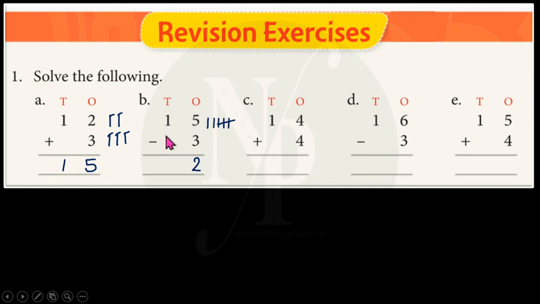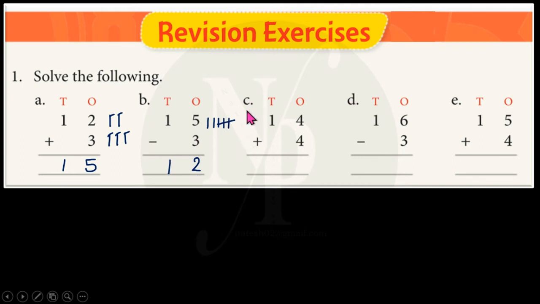Here we don't have any digit in the second number at tens place. So we treat this as 0. So subtracting 0 from 1, we get 1. So 1 in tens place and 2 in ones place makes the number 12. That is, the difference of 15 and 3 is 12, or 15 minus 3 is equal to 12. Now let us move to the next question.